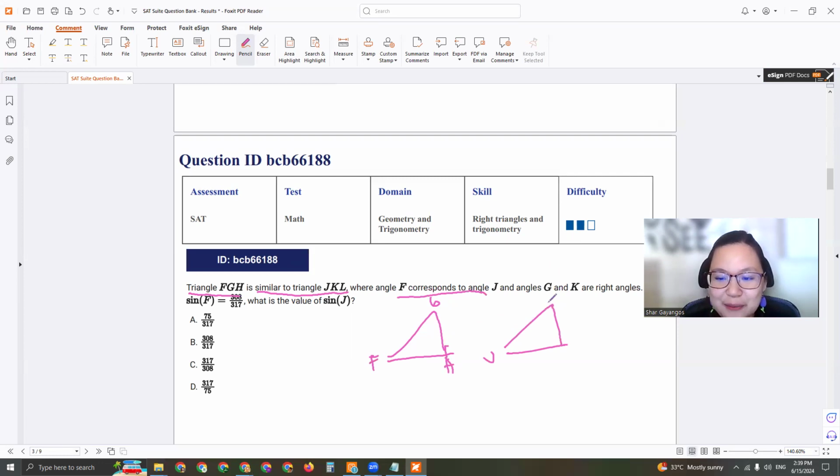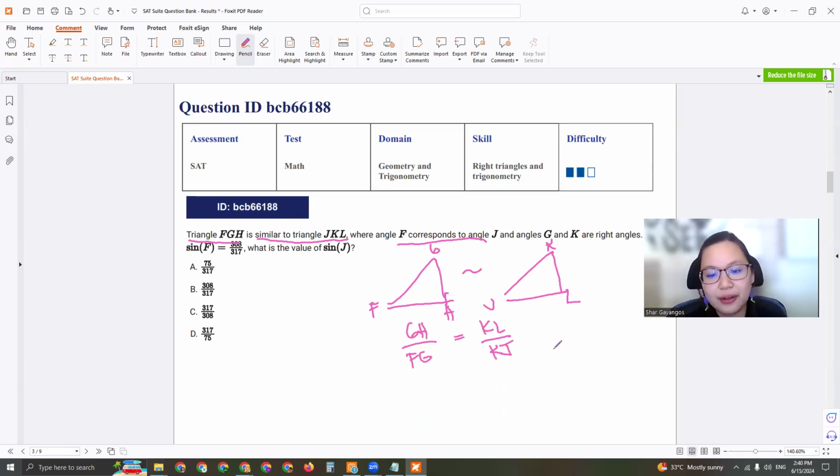Okay, so G corresponds to K, and then we have H corresponding to F. All right, there we go. So these two are similar. What does that tell us? The sides are proportional to each other, correct? So meaning we have GH over FG. That should be equal to the proportions of KL over KJ. That's what we know about similar triangles. And this will be important later on.